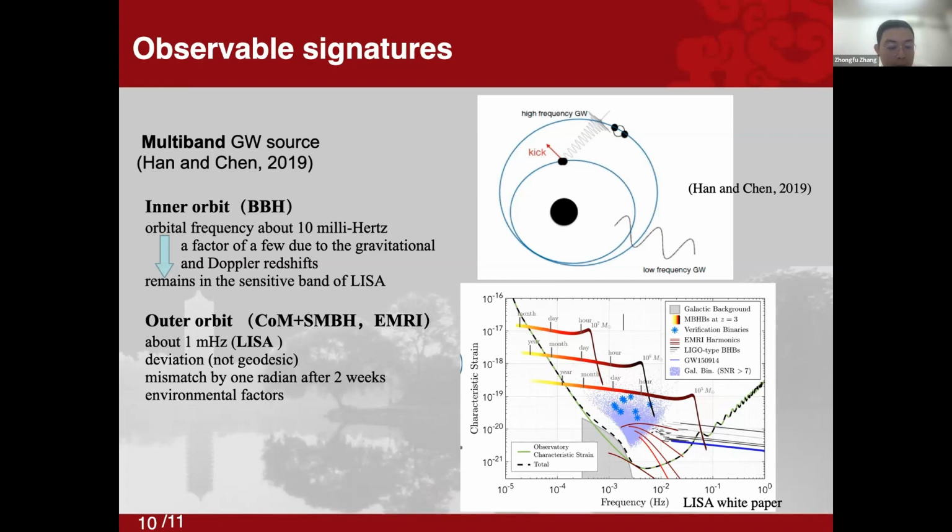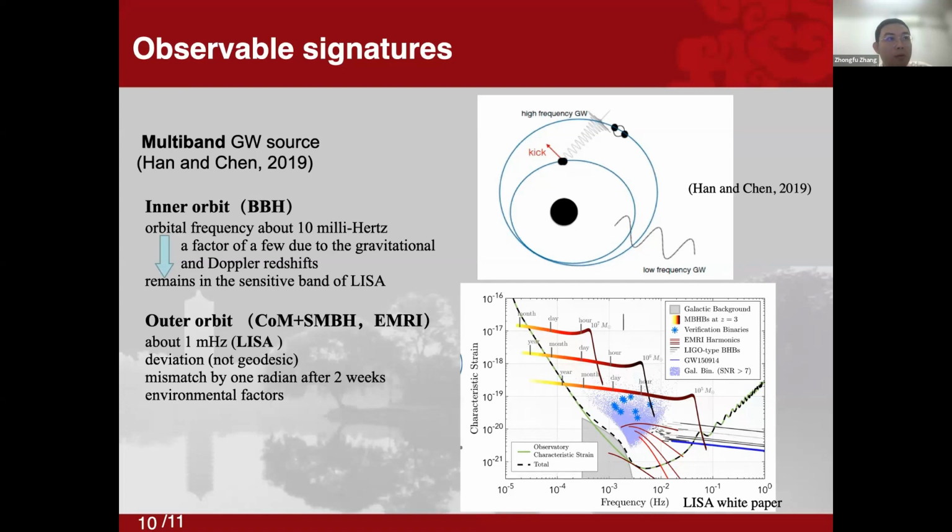For the inner binary, the orbit of the binary black hole, the orbit frequency is around 10 millihertz in the rest frame. Due to the gravitational and the Doppler redshift, we find the inner binary remains in the sensitivity band of LISA. The outer binary has a frequency about 1 millihertz, which may be detected by LISA. This system is actually like an EMRI, but it's different.